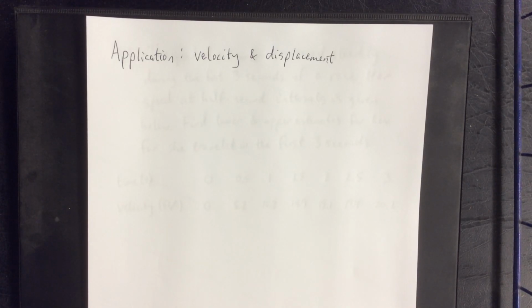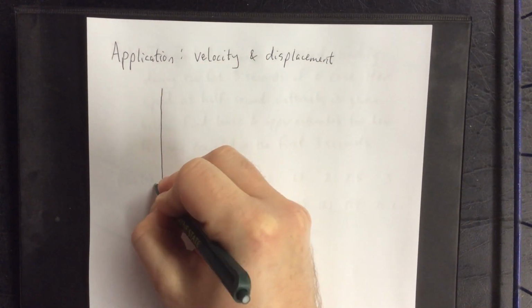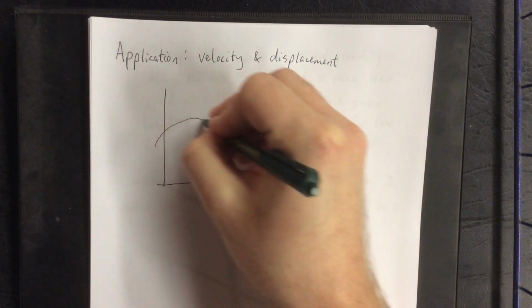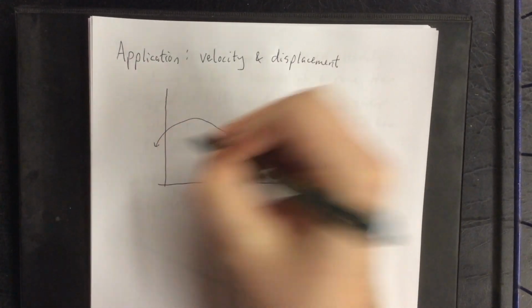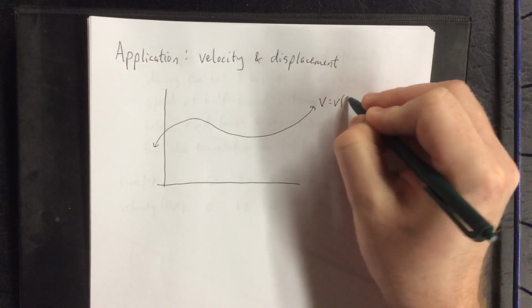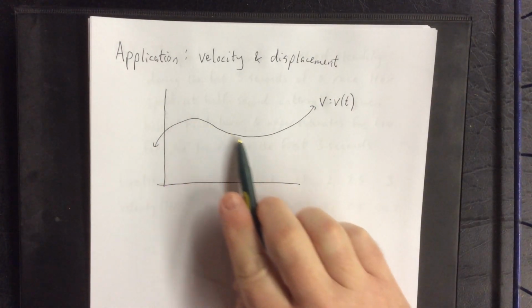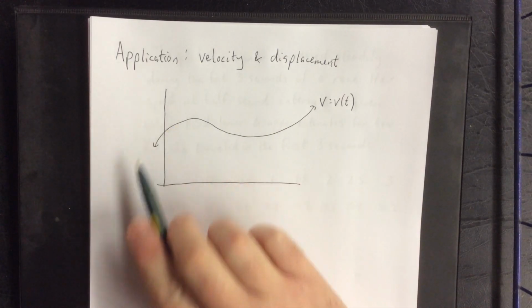So now that we have a good idea of what's going on with area under a curve, let's talk about how it actually applies. So we're going to talk about the relationship between velocity and displacement. Suppose for a moment that I draw you a nice generic curve like I did before, except this time we're going to express velocity as a function of time.